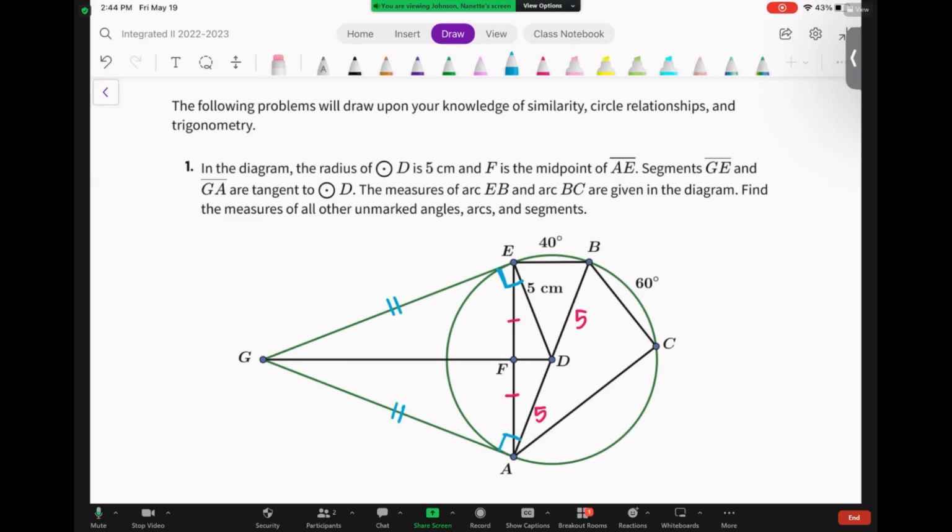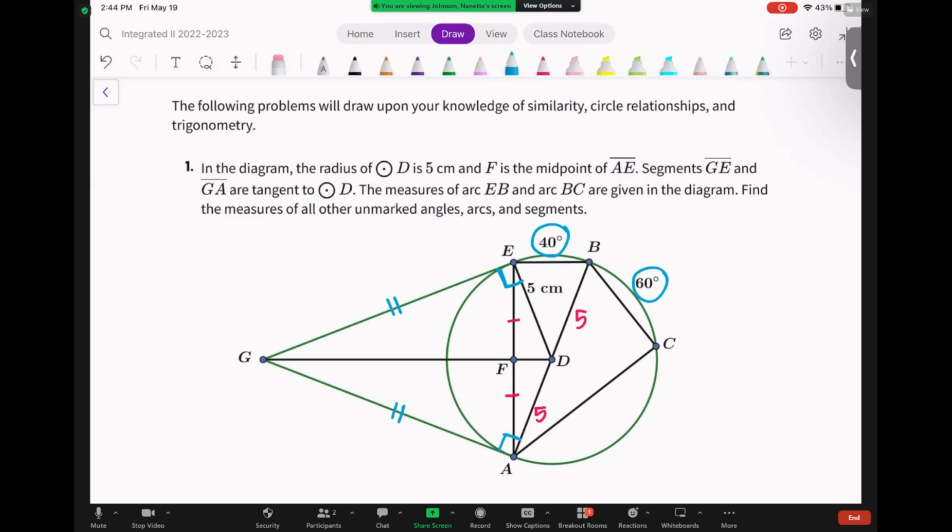It says the measures of arc EB and BC are given in the diagram, which is true. Here's the 40 and here's the 60. Find the measures of all of the other unmarked angles, arcs, and segments. Okay, there are a lot of things going on here. So the very first thing that I'm going to go after is anything with a number. I already marked my radii, and now I'm going to go after my arcs.